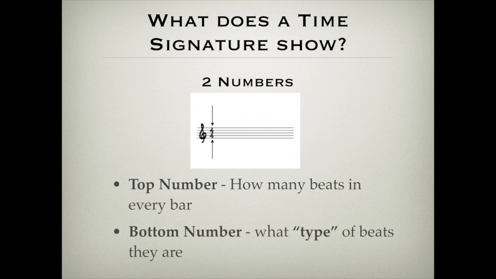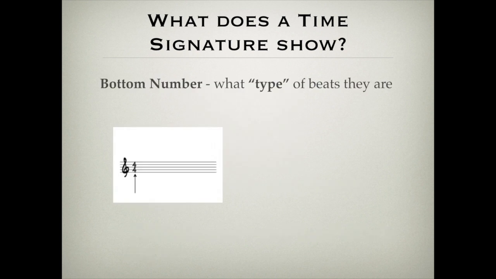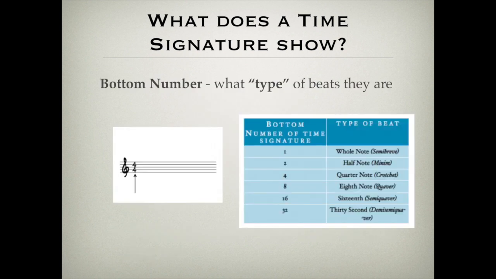The bottom number tells us what type of beats they are. Okay, now this is where students get confused because that top number is quite straightforward. Okay, I understand that. You know, there's 4 beats in every bar. But it's the bottom number where people get confused. It's this type of beats. So let's have a think about that. The type of beats that they are.